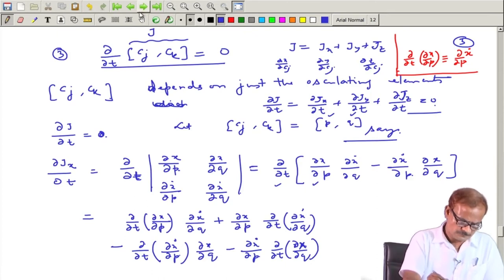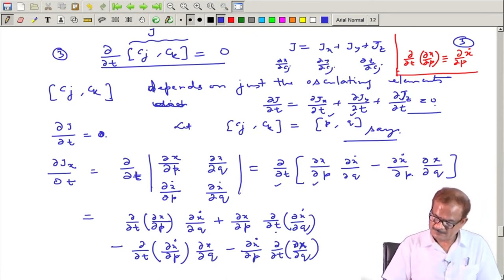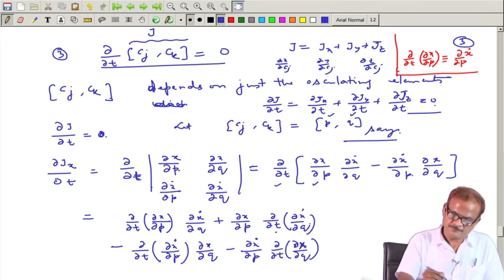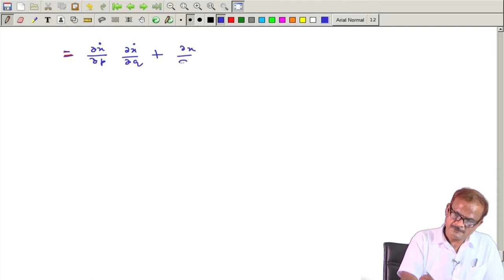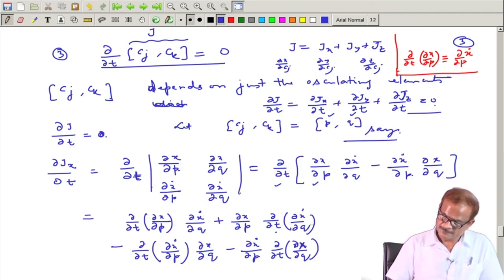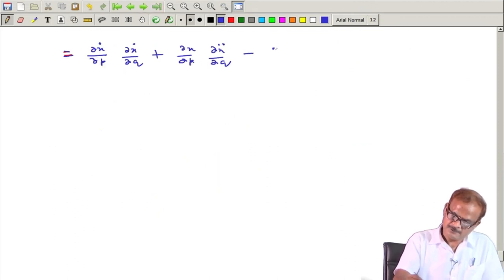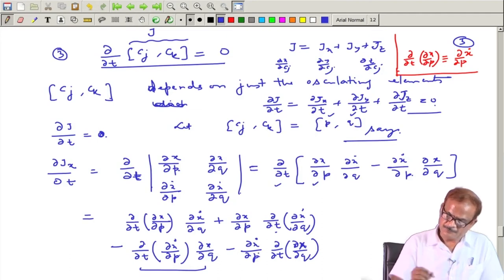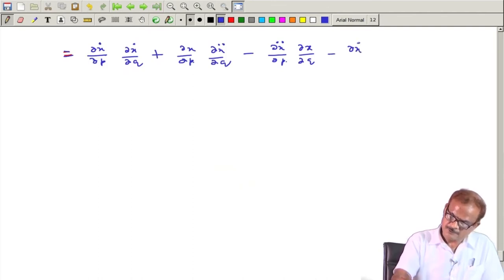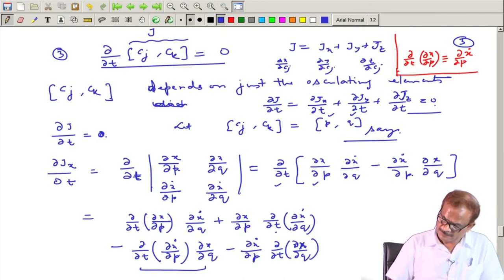Instead of writing x dot, we will write in terms of x double dot. So, ∂x/∂p, ∂x double dot/∂q. Now, the next term, this term we are taking. So, here this is ∂x double dot/∂p times ∂x/∂q minus ∂x double dot/∂p times ∂x/∂q, minus ∂x dot/∂p, and this term then gets ∂x dot/∂q.